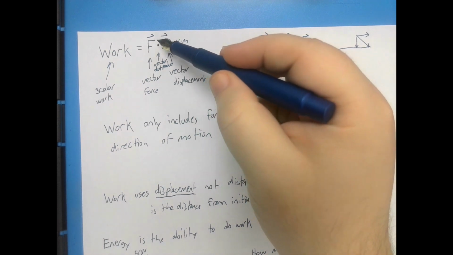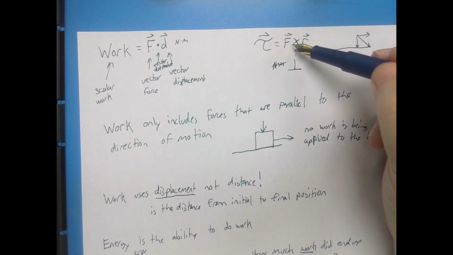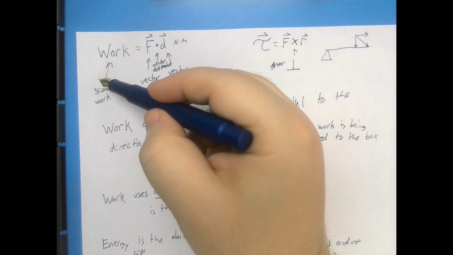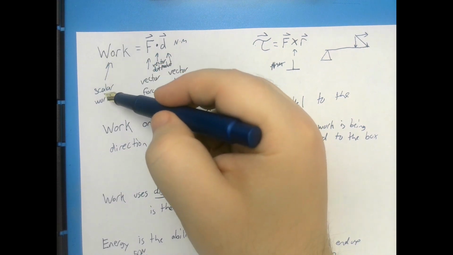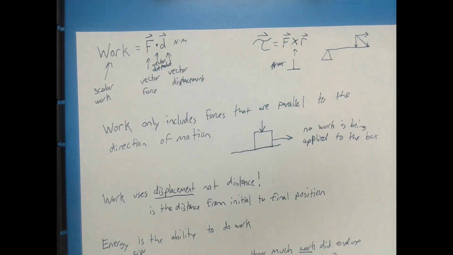Also, this is a dot product, like torque uses a cross product. We get a scalar, which means it has no direction. So scalar is just a number with no direction. Vectors include direction.